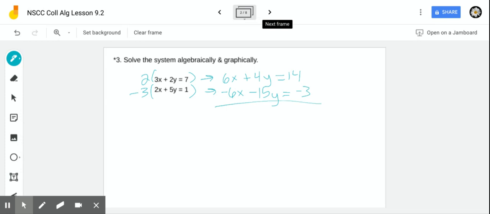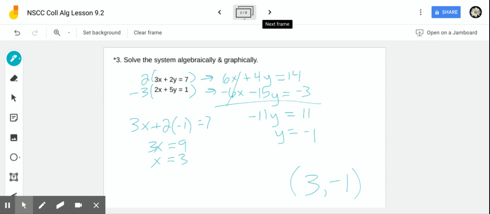And now when I add these two equations, 6x and negative 6x cancel, they eliminate. And so I'm left with negative 11y equals 11. So y equals negative 1. So my solution is something, negative 1. To figure out what the x value is, I'm just going to go back to one of the original equations and plug in. It does not matter which original equation we go to. And it turns out that x equals 3.